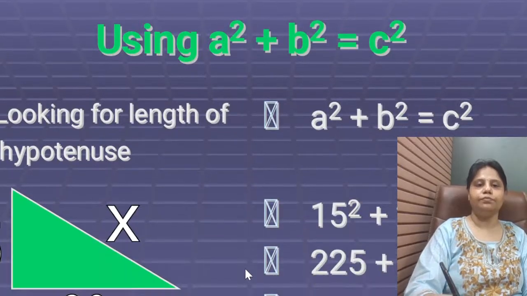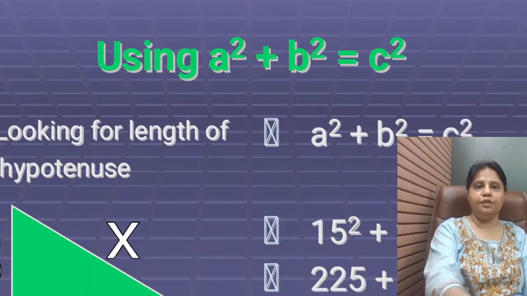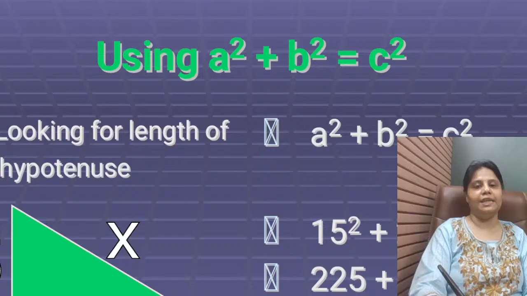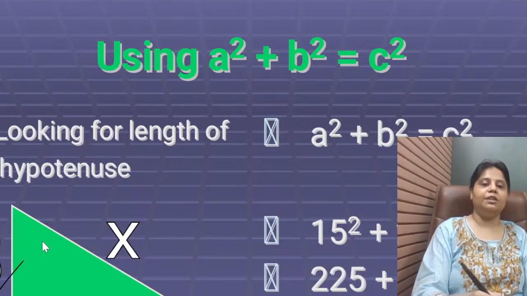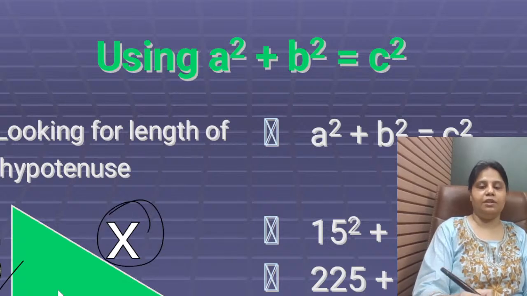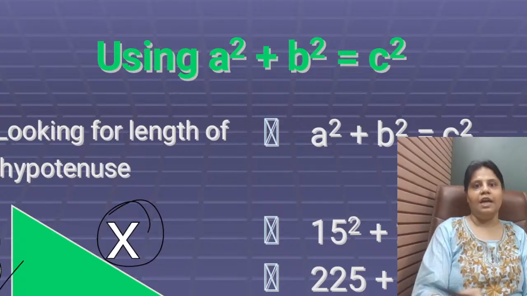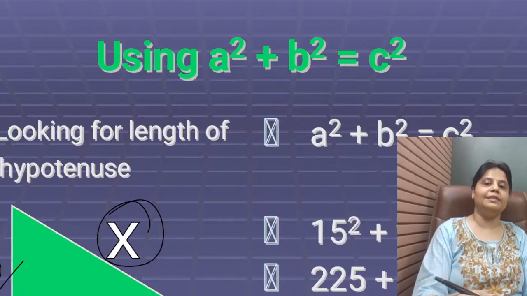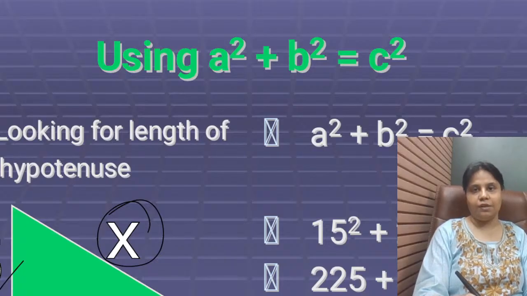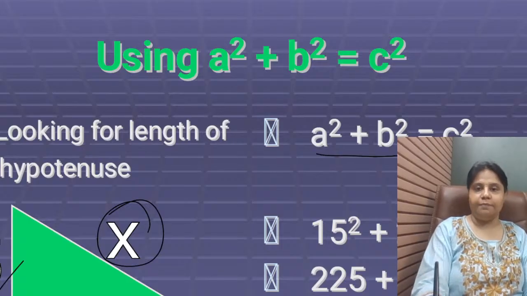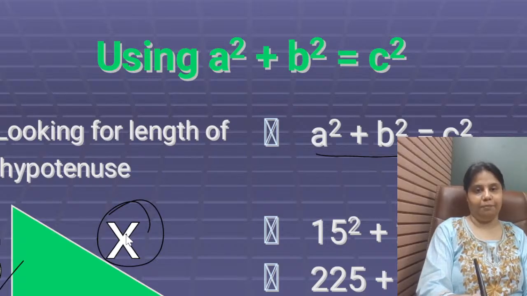Now we will use this formula. How can we apply this formula in questions? In the given question, the hypotenuse is not given and the rest of the 2 lengths are given, 15 and 20. As we know, the Pythagoras theorem is applicable when the lengths of 2 sides are given and the third side is unknown. We need to find the third side. So here a and b are given and we need to find c, that is the hypotenuse.